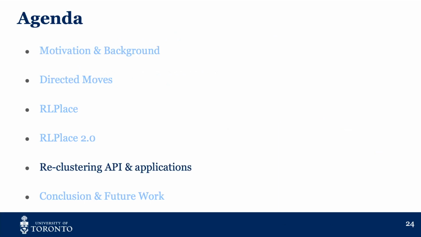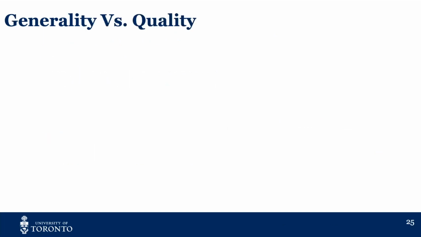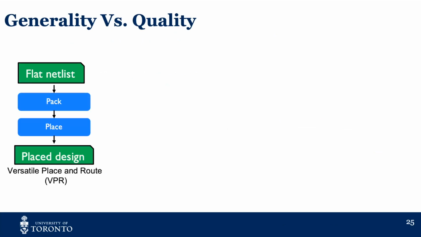The last contribution I'll be talking about today is the reclustering API and its applications. So let's quickly see how packing and placement stages cooperate to produce a placed design in different tools. So first for VPR, which is our baseline, packing is performed first, and the resultant packed netlist is immutable. It's passed to the placement engine where we can only place clusters.